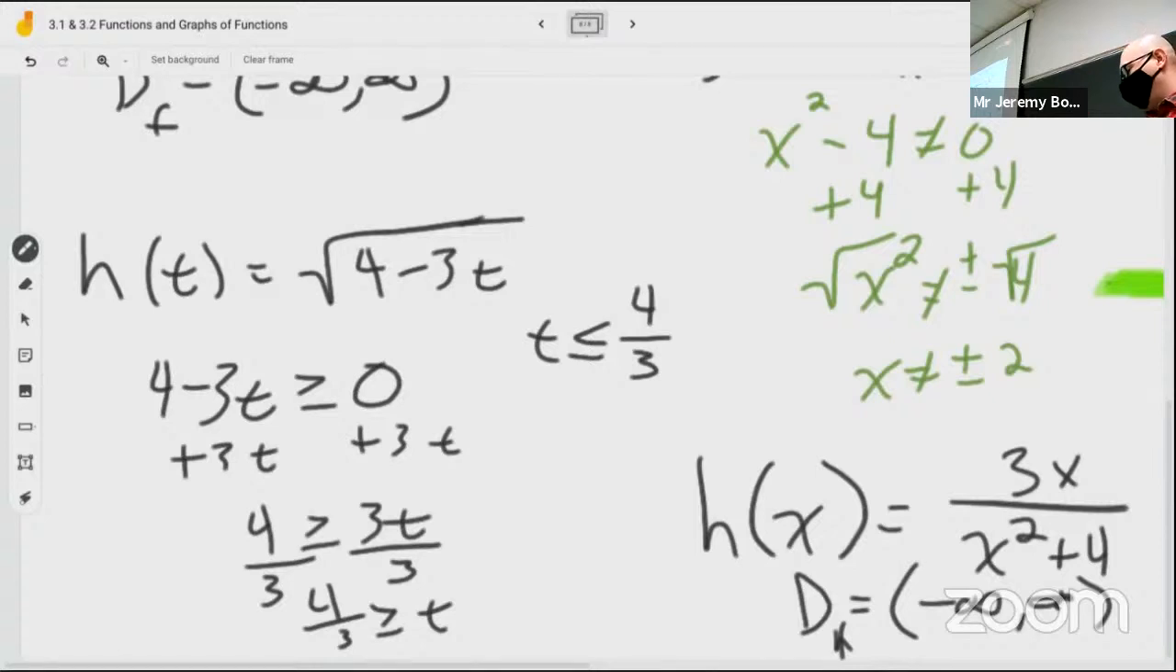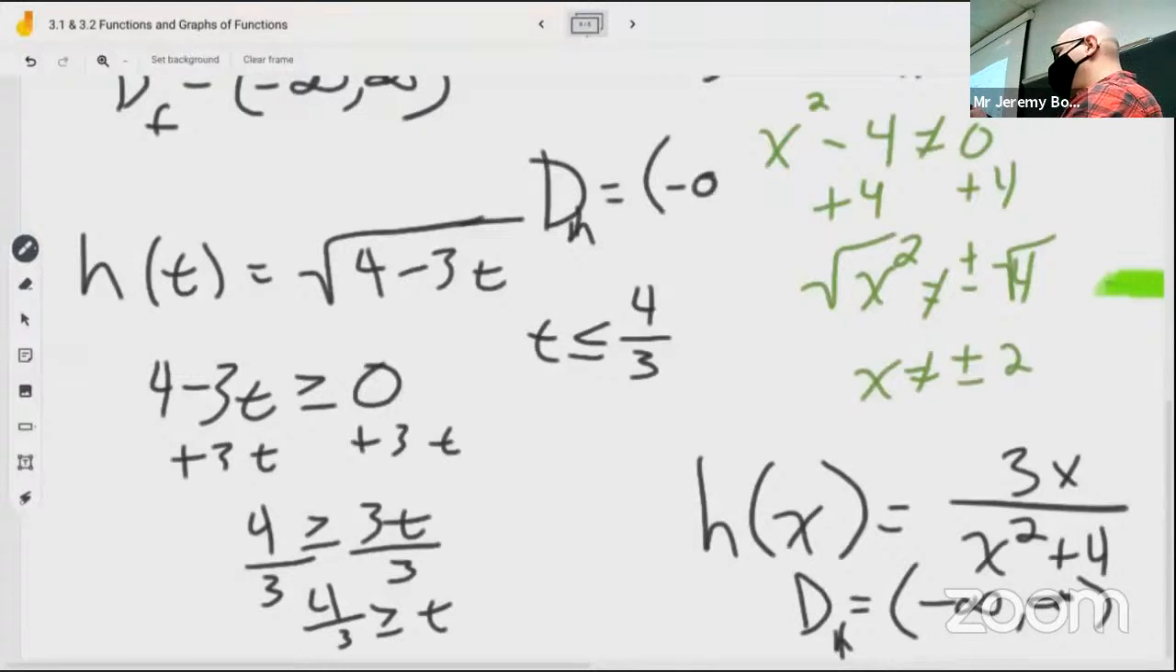So if I want to write my domain now, domain of h, if t is less than or equal to 4/3, that means it's going to be negative infinity to 4/3, put a bracket on that 4/3, because it can be equal to it, right? Any questions on that?